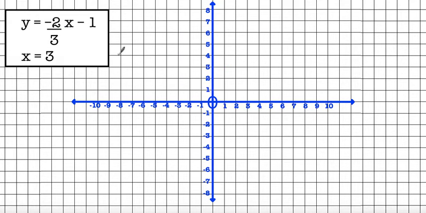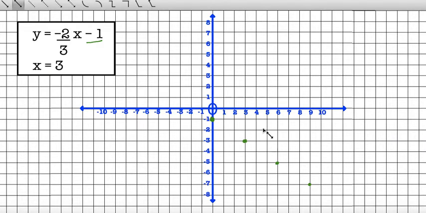Here we have another example, and we have y equals negative 2 over 3x minus 1. We're going to do the same thing, and plot the y-intercept first, which is negative 1. Our slope is negative 2 over 3, so our rise is negative 2, meaning we go down 2 units, and our run is positive 3, so we go to the right 3. We do the same thing again, down 2, to the right 3, because the 3 is positive and we go down because the 2 is negative. Once we have a few points, we could draw our line through it.